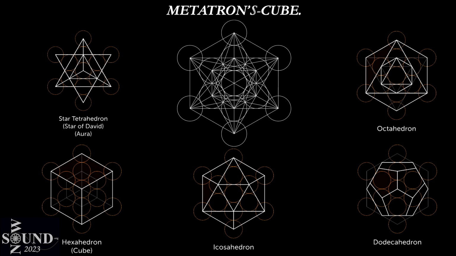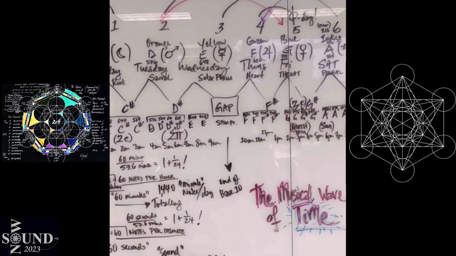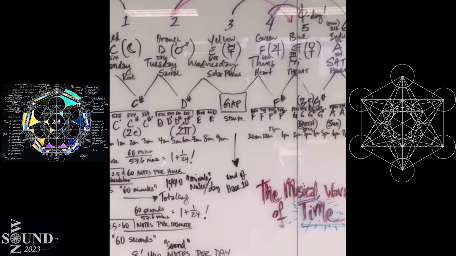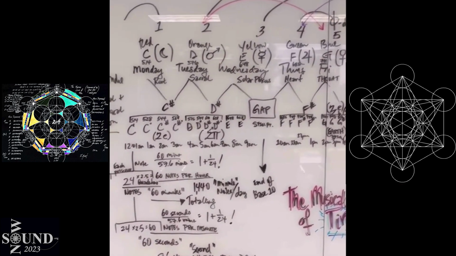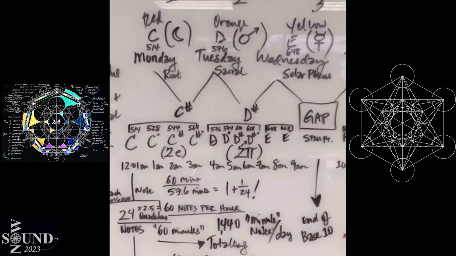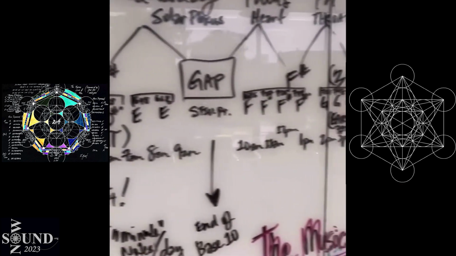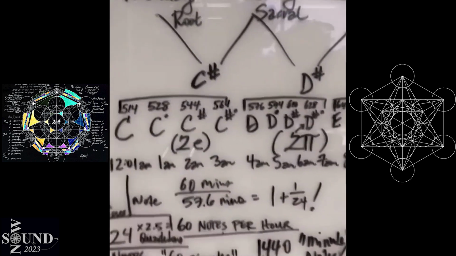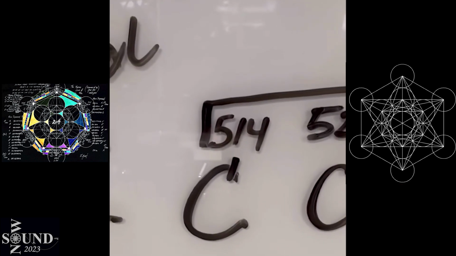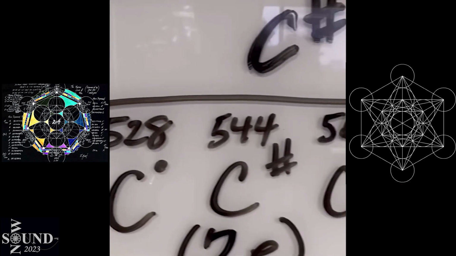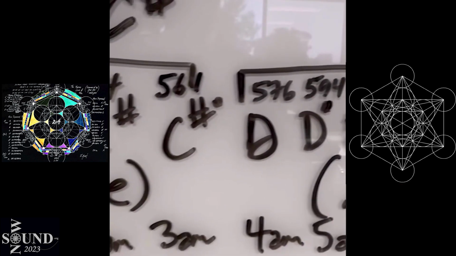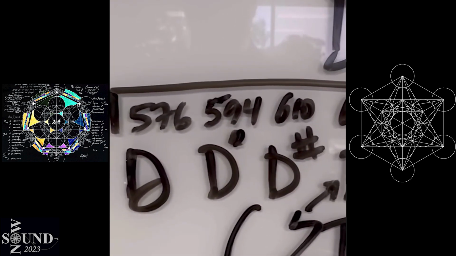Here's a video of Robert explaining this tuning. What we're actually looking at here is a musical clock. And this musical clock can be derived as follows. Each of these are musical notes. And each of the musical notes on this 24 quarter tone chromatic scale starts off here at 514 hertz, then 528, then 544, 561, 576, and 594.